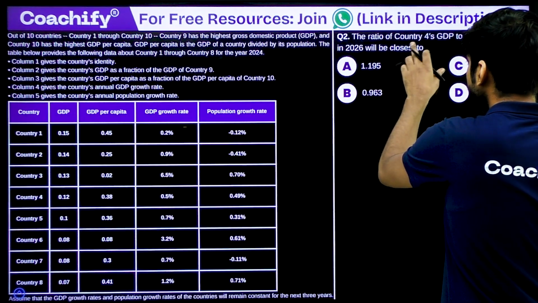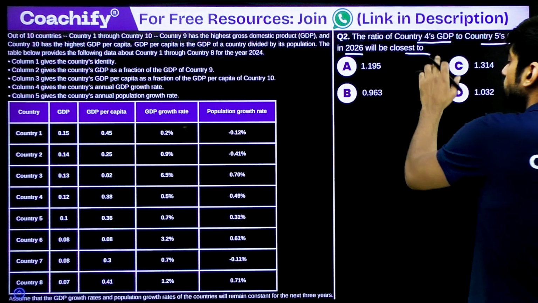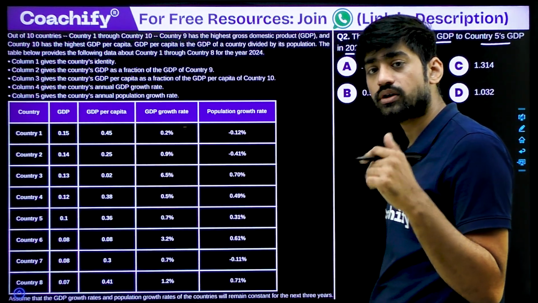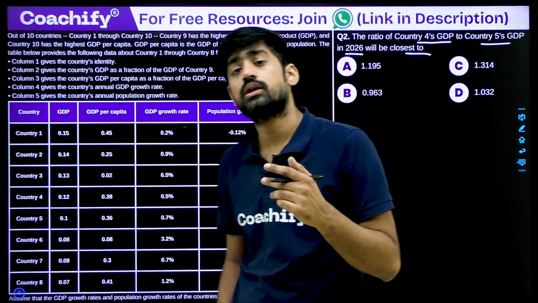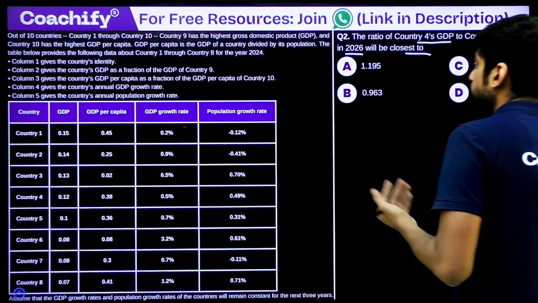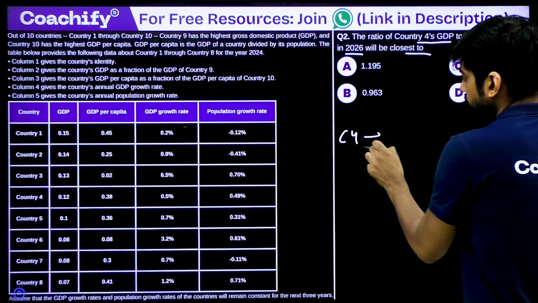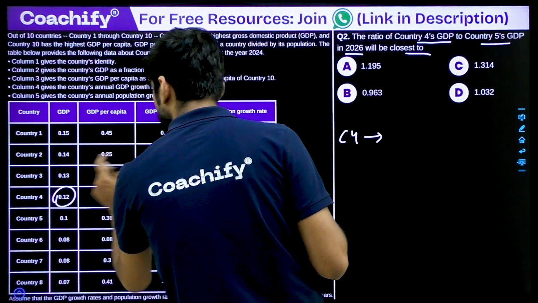Next question: the ratio of country 4 GDP to country 5 GDP in 2026 will be closest to. These figures are for 2024, and we have to find out the values for 2026. That means we have to apply two successive percentage changes in the values. So let's calculate for country 4 first. Country 4's current GDP is 0.12.